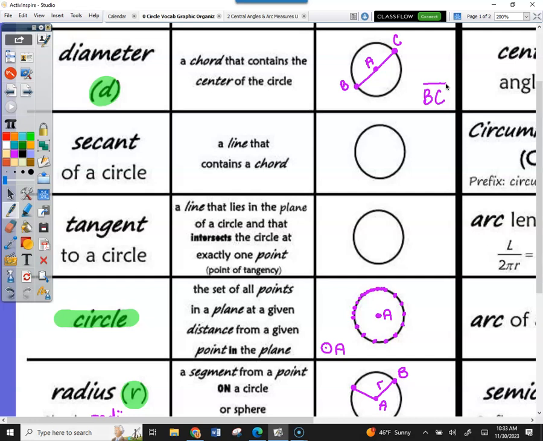So radius AC and radius AB, of course you could reverse those letters. Diameters do what to circles? Do you know? I'm looking for a phrase here. That's exactly the phrase I want you to learn.